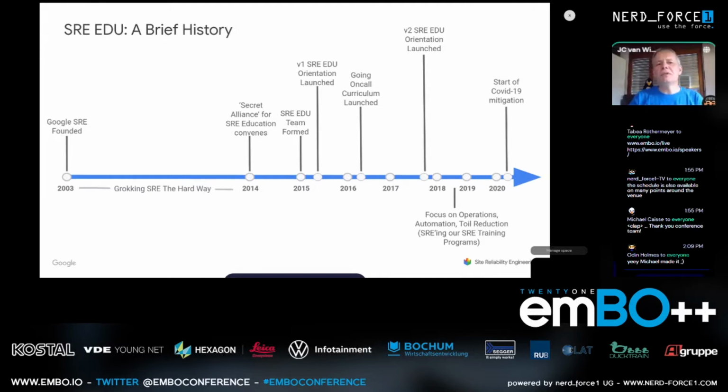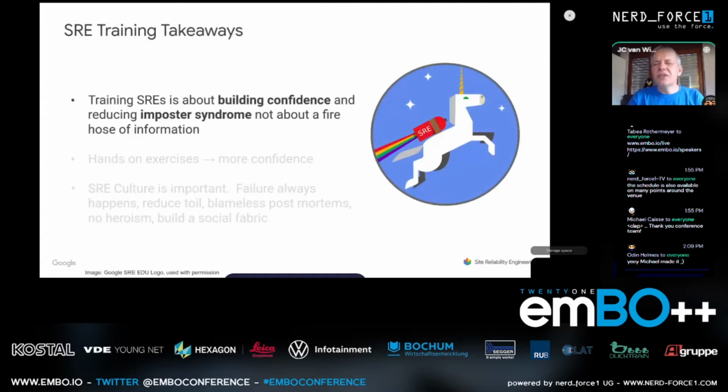Now, a little bit about training SREs. Training SREs is not about teaching technical stuff. It is not about teaching how our cluster management system works. It's called Borg, or how Bigtable works, or our Spanner database works. It is all about building confidence so that when they go on call for the very first time, they are not nervous wrecks, but they are actually thinking, I can do this. I'm going to take care of this. And also knowing that their colleagues have their back. It is about reducing imposter syndrome, which happens a lot.